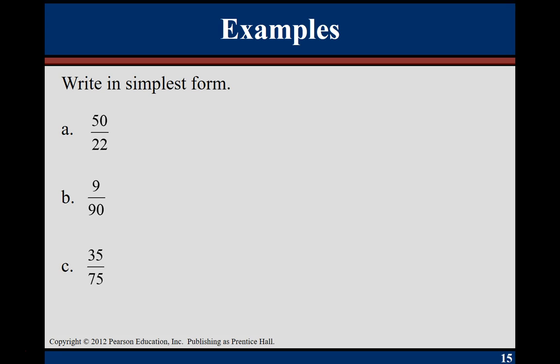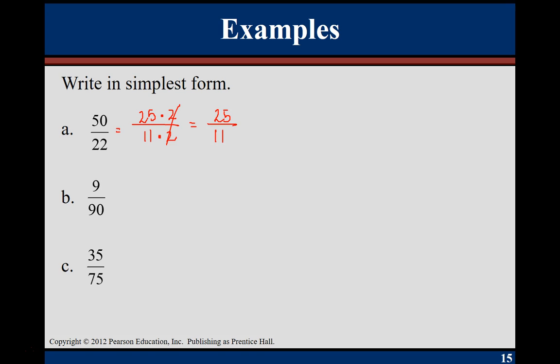Here are 3 more examples. Pause the video and see if you can find the simplest form of these 3 fractions. Let's see what you got. A, 50 over 22. Well, I know 50 is 25 times 2, and 22 is 11 times 2. So the 2's can divide out, and I'm left with 25 over 11.